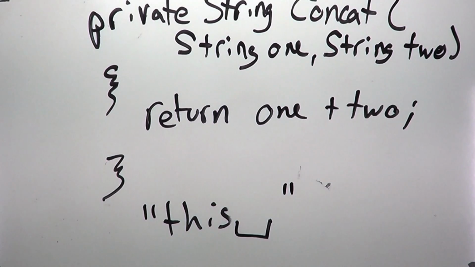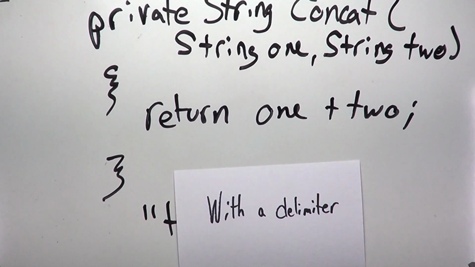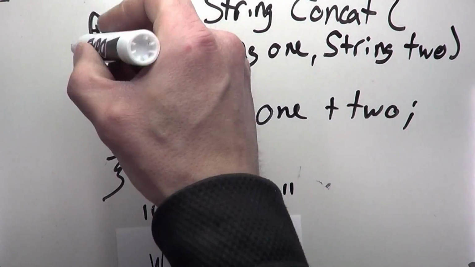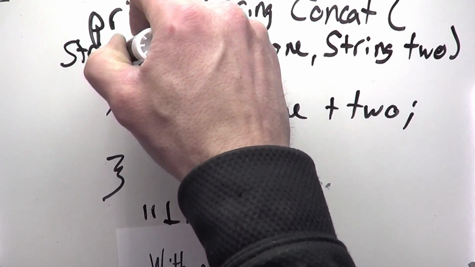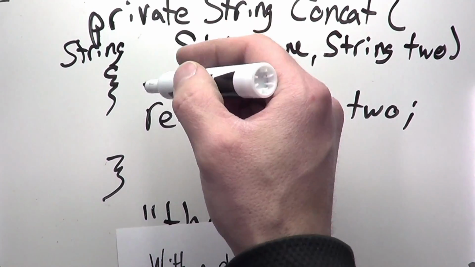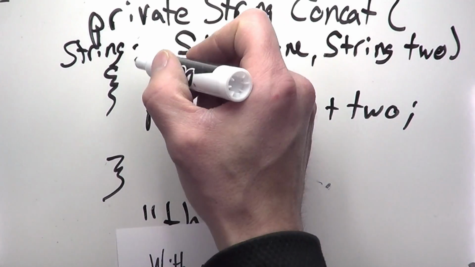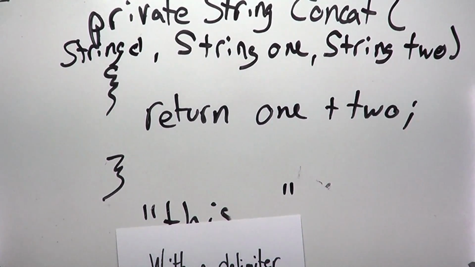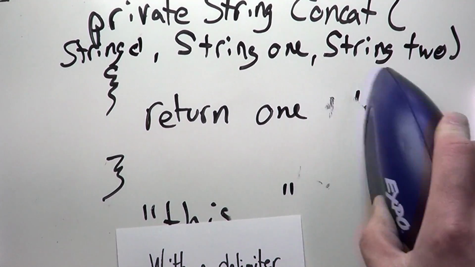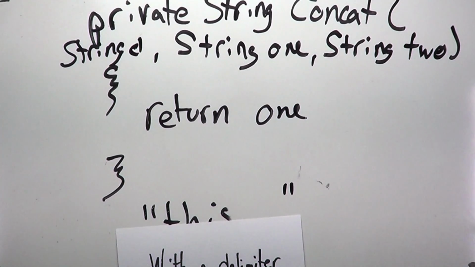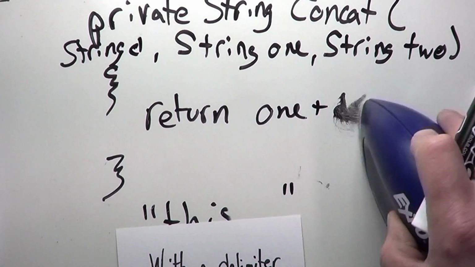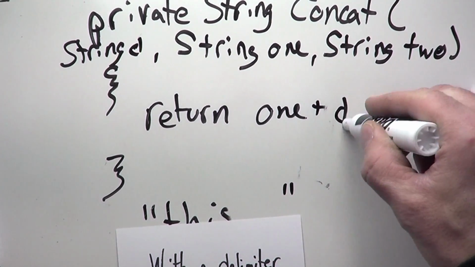Another variation of this could be, okay, let's add in a delimiter. All we need to do is add another parameter at the start. Let's make it a string. You can make it a character or whatever. That's probably one of the things that they'll ask you about. I'll just say D because I'm running out of space here. And then instead of 1 plus 2, you'll do 1 plus delimiter, which I just named D. So let's just say 1 plus D plus 2.